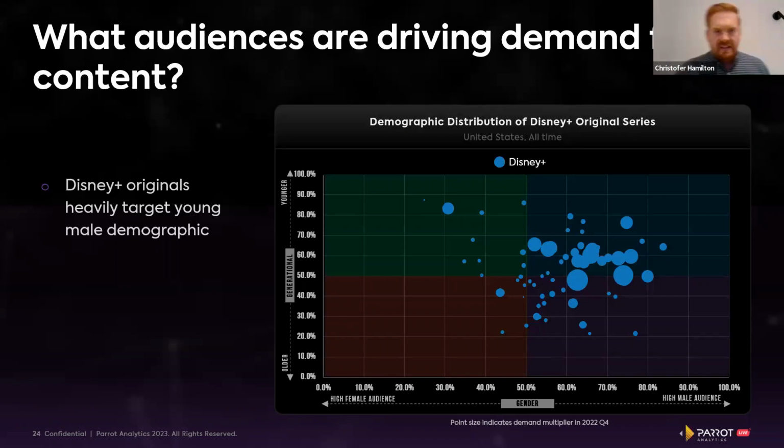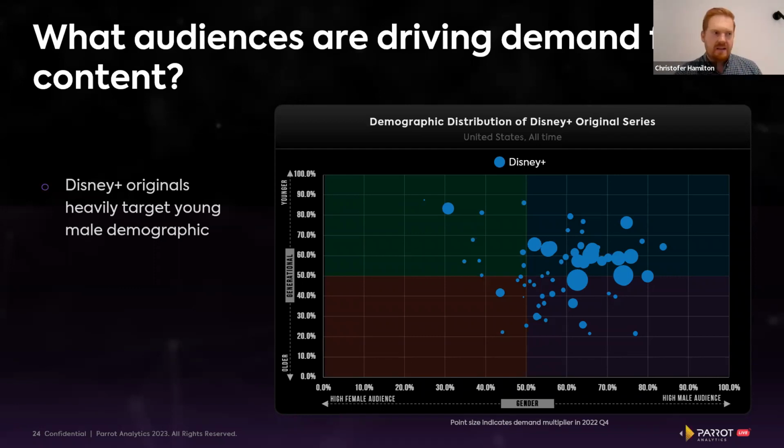Right, so what are we looking at here? We're looking at all of Disney Plus's original series, and we've plotted them on this quadrant chart. Let me walk you through how to read it. So on the vertical axis, that's the generation of these shows' audiences. So the further up a show is, the younger its audience is, the further towards the bottom it is, the older it is. And then on the horizontal axis, that's the gender makeup of these audiences. So if it's further to the right, it's a more heavily male skewed audience.